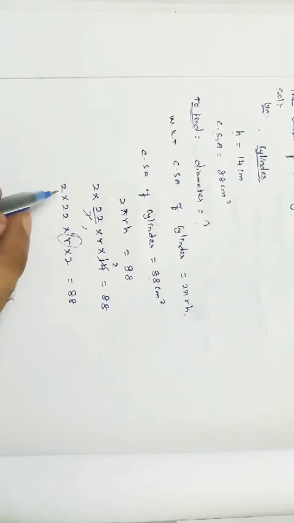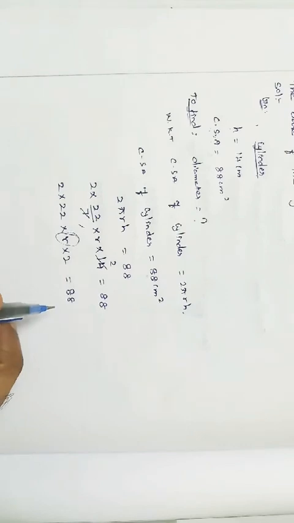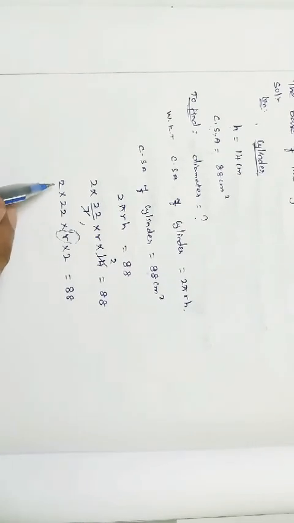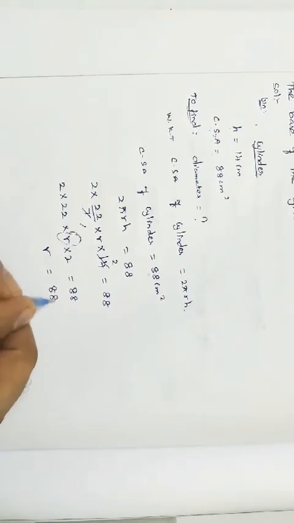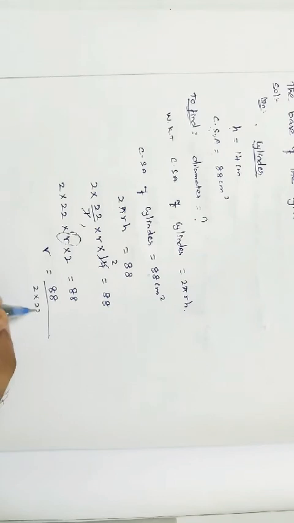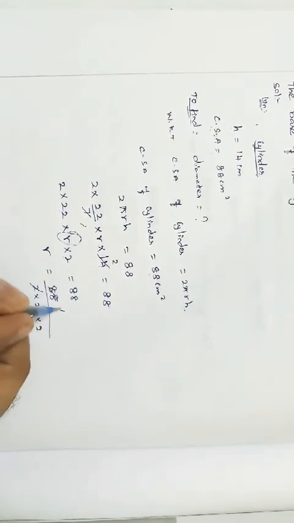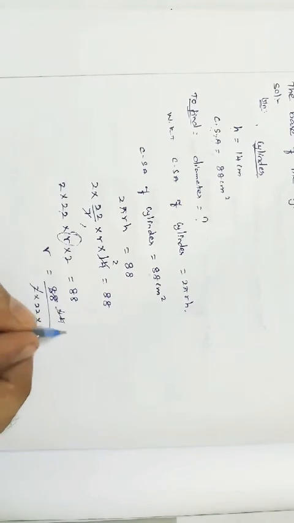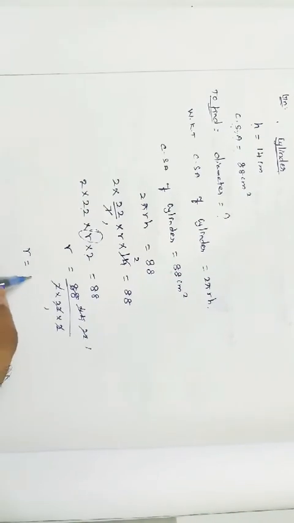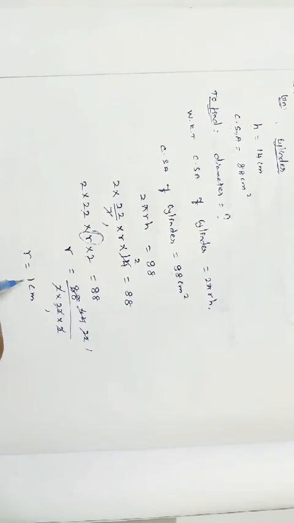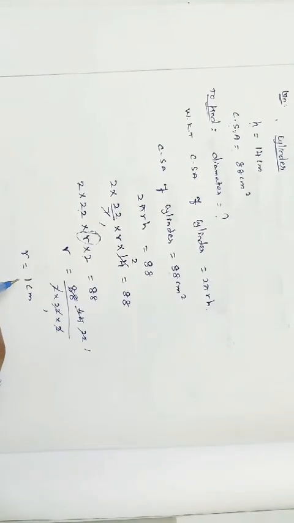If it is in the form of multiply, when we take it to the RHS, it will become a divide. So whenever we take the 22 and 2 to the RHS, they become divide. So r is equal to 88 divided by 2 into 22 into 2. Simplify, 1 times 44, 1 times 22, 22 cancel. So r is equal to 1 centimeter. So the radius of the cylinder is equal to 1 centimeter.